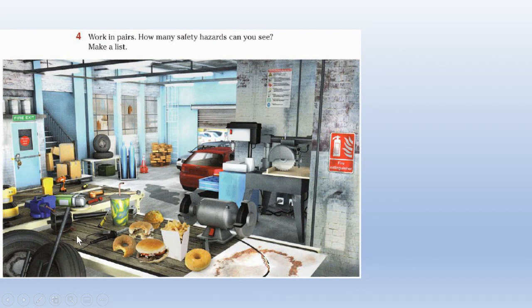For example, at the table, we have some food on the table. Look at the wall. There is no fire extinguisher. Okay, look at the fire exit. Can you see? It is locked. Fire exit. What would happen if there was a fire here? You cannot go through this door because it is closed.